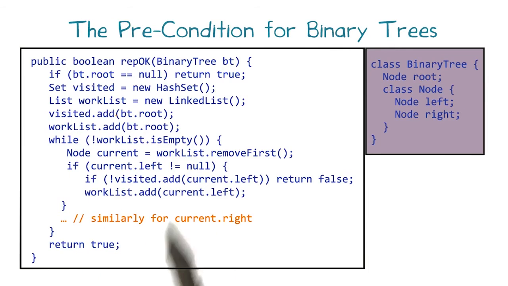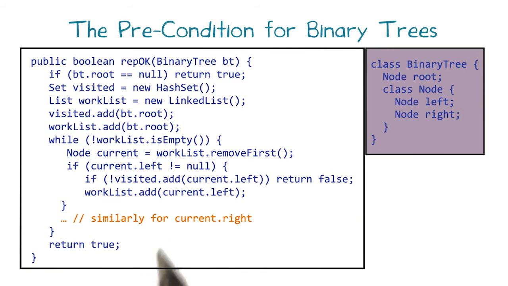While the work list hasn't been fully processed, the function removes the earliest node in the work list and checks whether its left child is non-null. If so, it then checks whether the left child has already been visited. If it has, then we have detected an invalid tree. In particular, we have detected more than one path from the root node to the current node, which violates the condition for a data structure to be a tree.